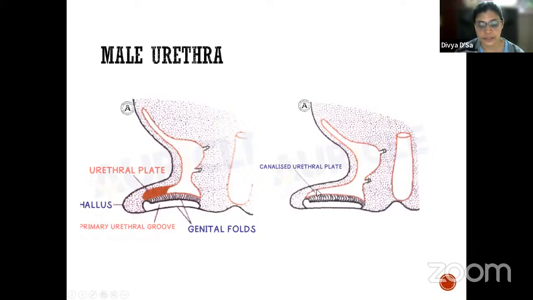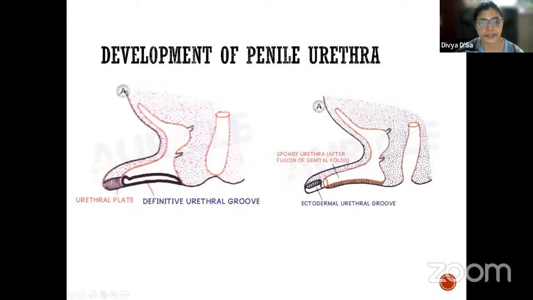Now this bilaminar urogenital membrane will separate this newly formed endodermal tube from the primitive urethral groove. So the membrane is between the canal formed by the urethral plate and the primitive urethral groove. After that, this membrane breaks. Because of the breakdown of the urogenital membrane, it forms a definitive urethral groove, because both will fuse now.